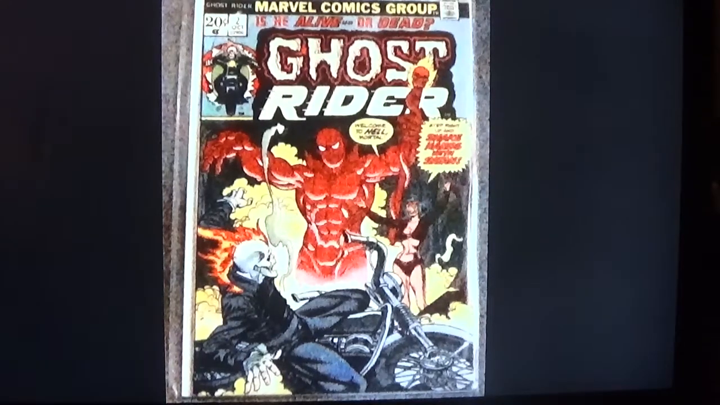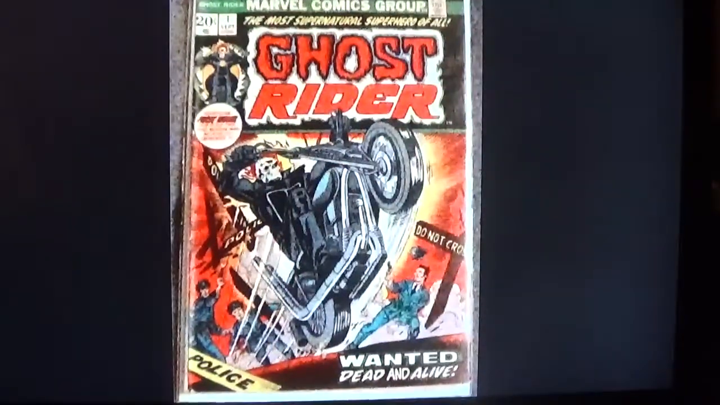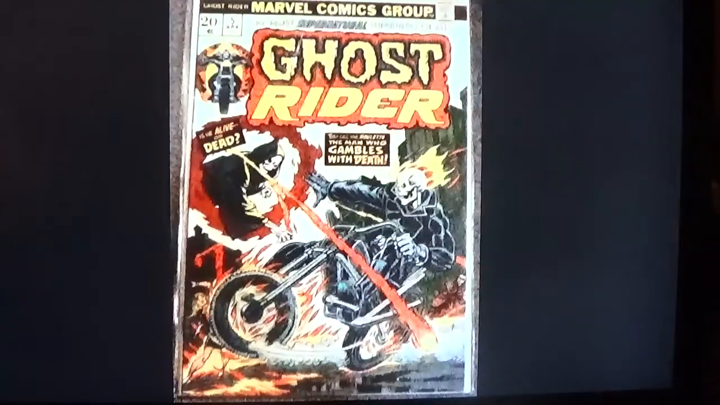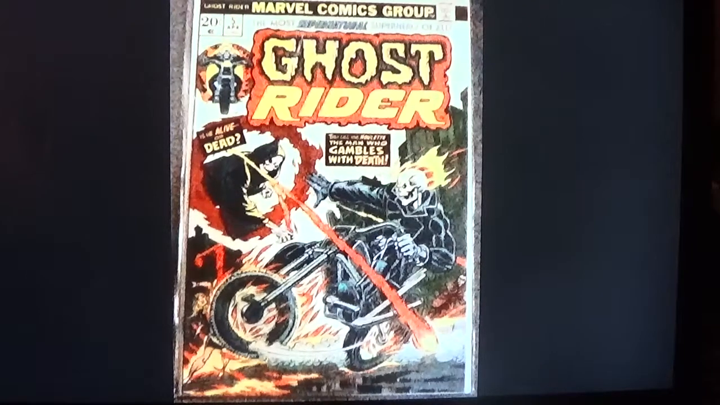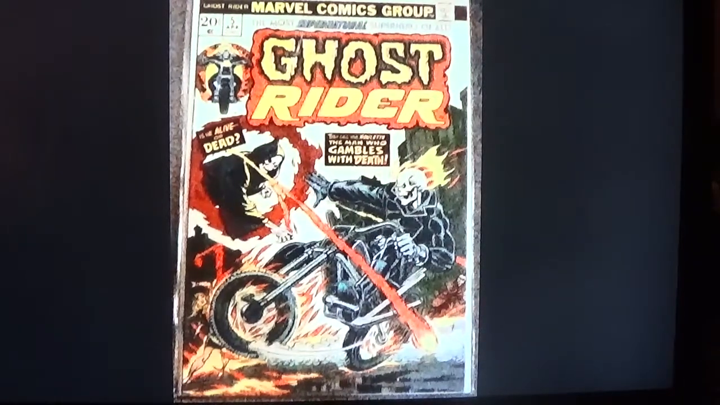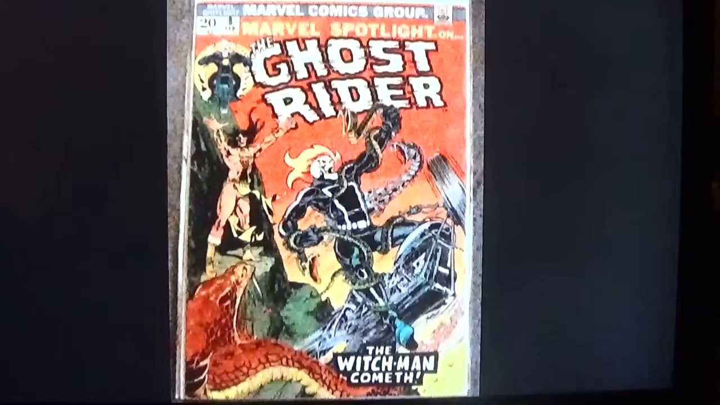Now, early on in Gary Friedrich's run, Johnny Blaze is not really that powerful. He turns into Ghost Rider at night, and he becomes Johnny Blaze again at dawn. He can shoot hellfire from his hands, but he rides a regular motorcycle.